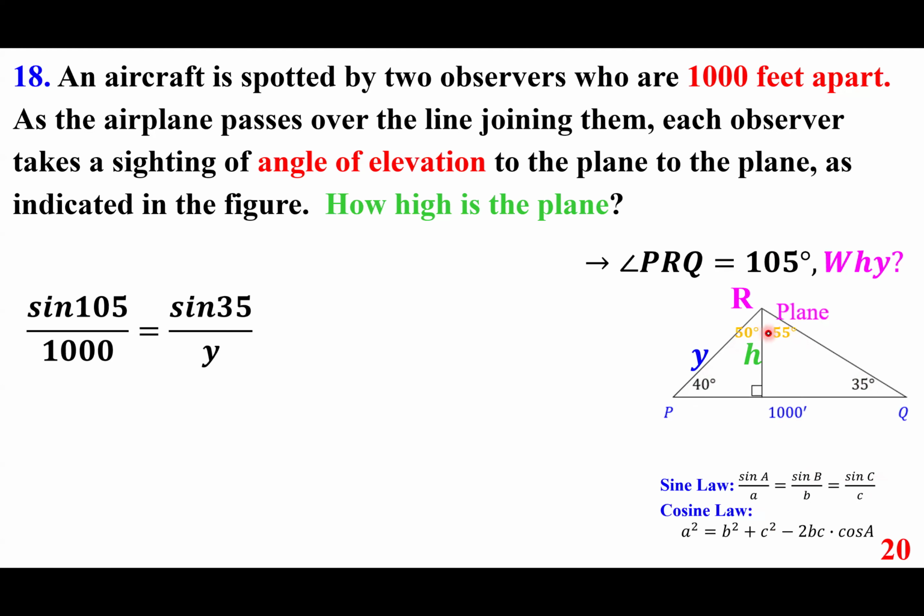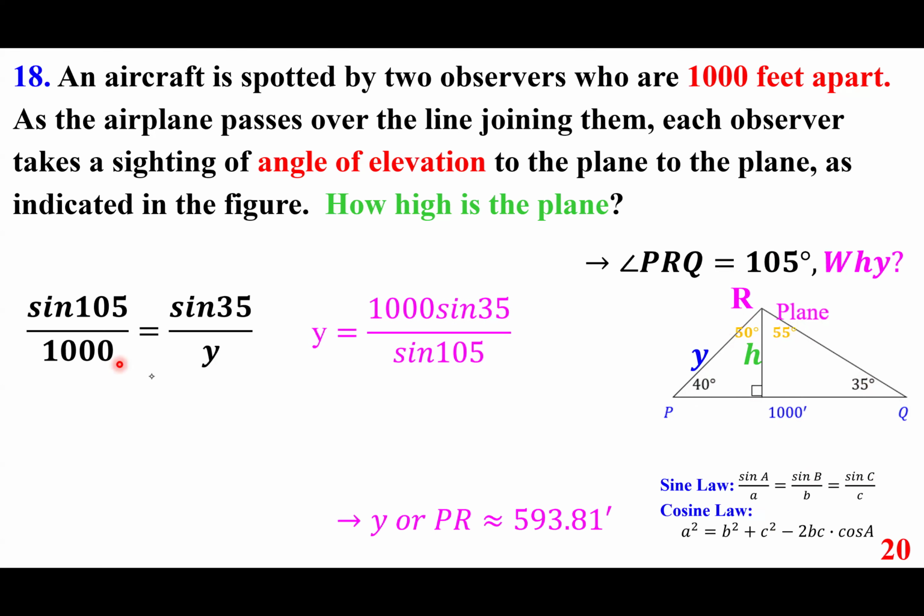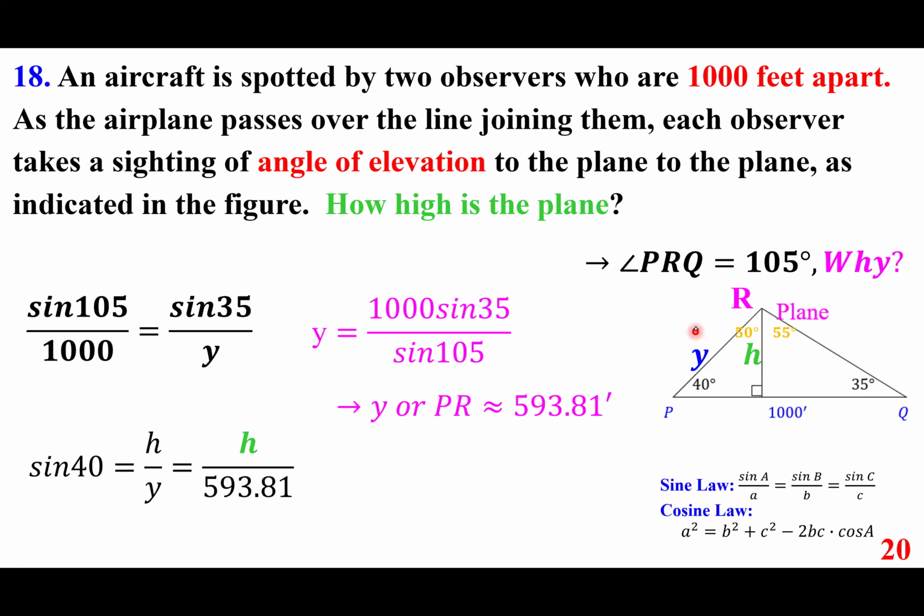So it's easy to figure out those numbers. So sine of 105, this is 105, divided by 1,000 is sine of 35 divided by y. So cross product gives us the y, or PR. Sine of 40 is the opposite h over y. And h is the product of these two numbers. Sine of 40 times that, using a calculator, we will get this number, 381.69 feet. This was the question. This is what we were looking for. How high is the plane?